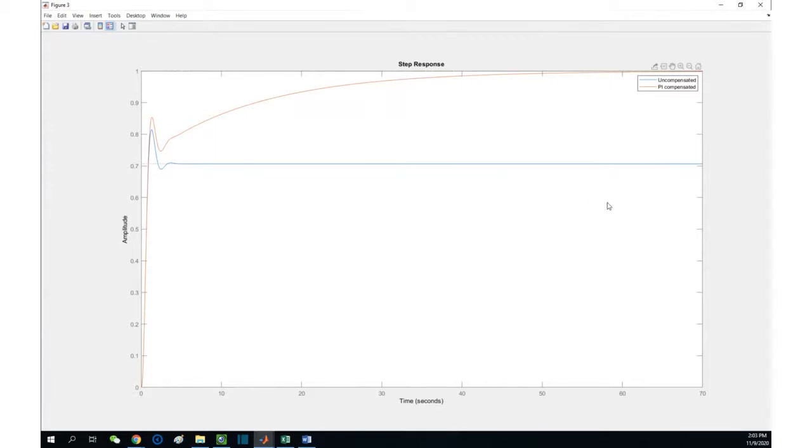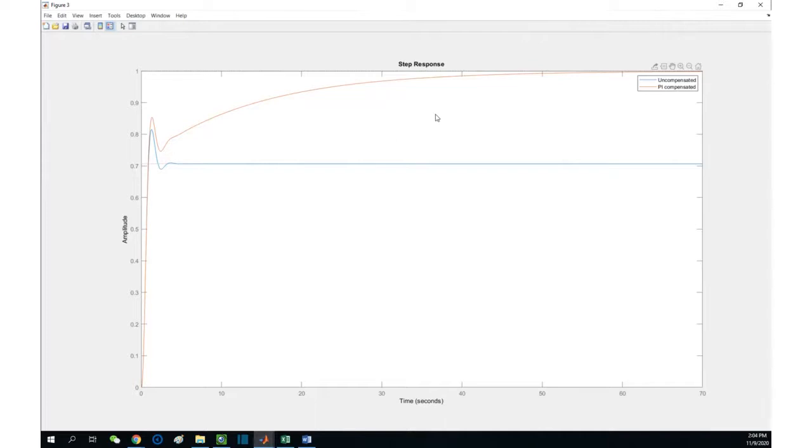First of all, the most significant improvement is what? Steady state error, right? So the blue has a steady state error of about what? About 0.3. The red has zero steady state error. That is the effect of adding the PI controller.